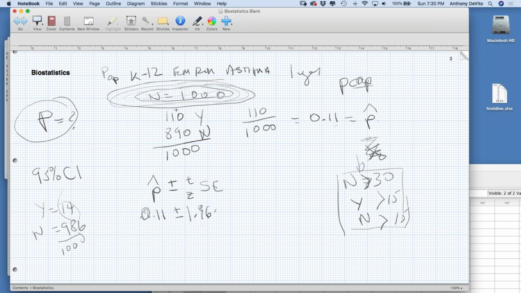What is our standard error going to be for a proportion? It's going to be equal to the square root of P times 1 minus P over the sample size. What's that going to be equal to in our case? It's going to be 0.11 times 0.89 over the sample size, which is 1,000. We're going to take the square root of that entire thing, so I'm going to get my calculator out here.